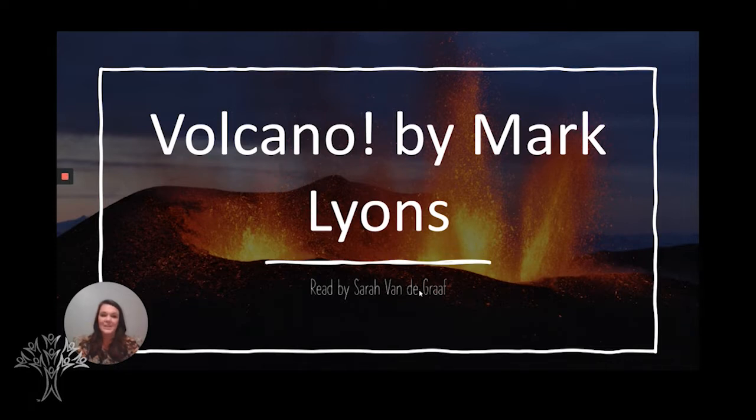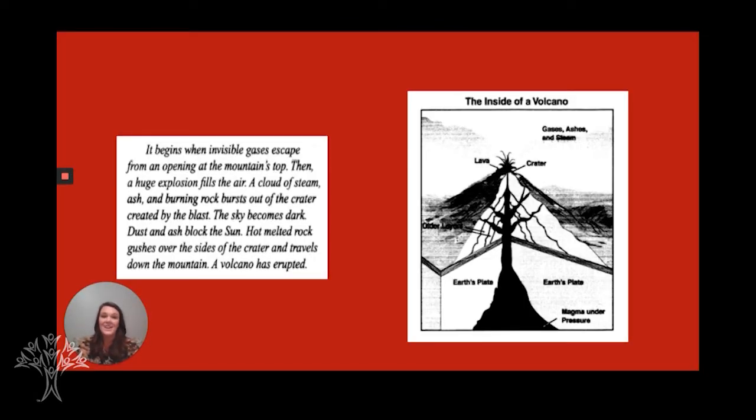As we read, I want you to think about the structure of the text and how each section builds up to the end of the text. Think about how the ideas are developing from the beginning of the passage to the end. This text is titled Volcano by Mark Lyons.